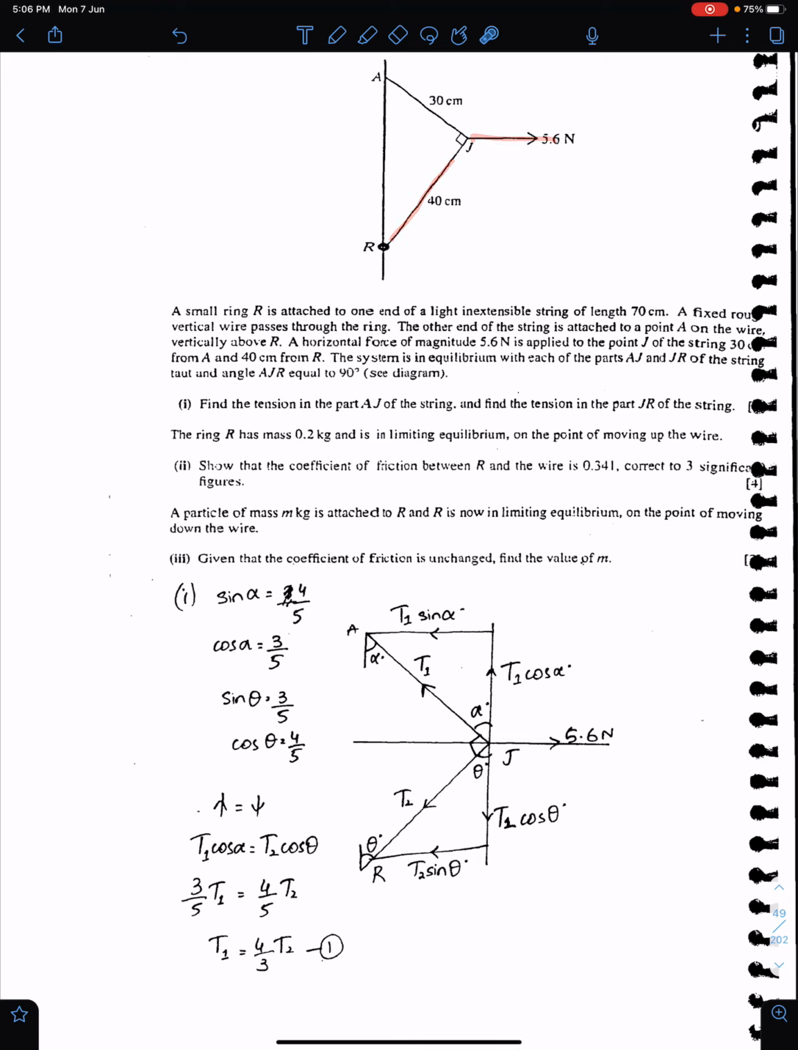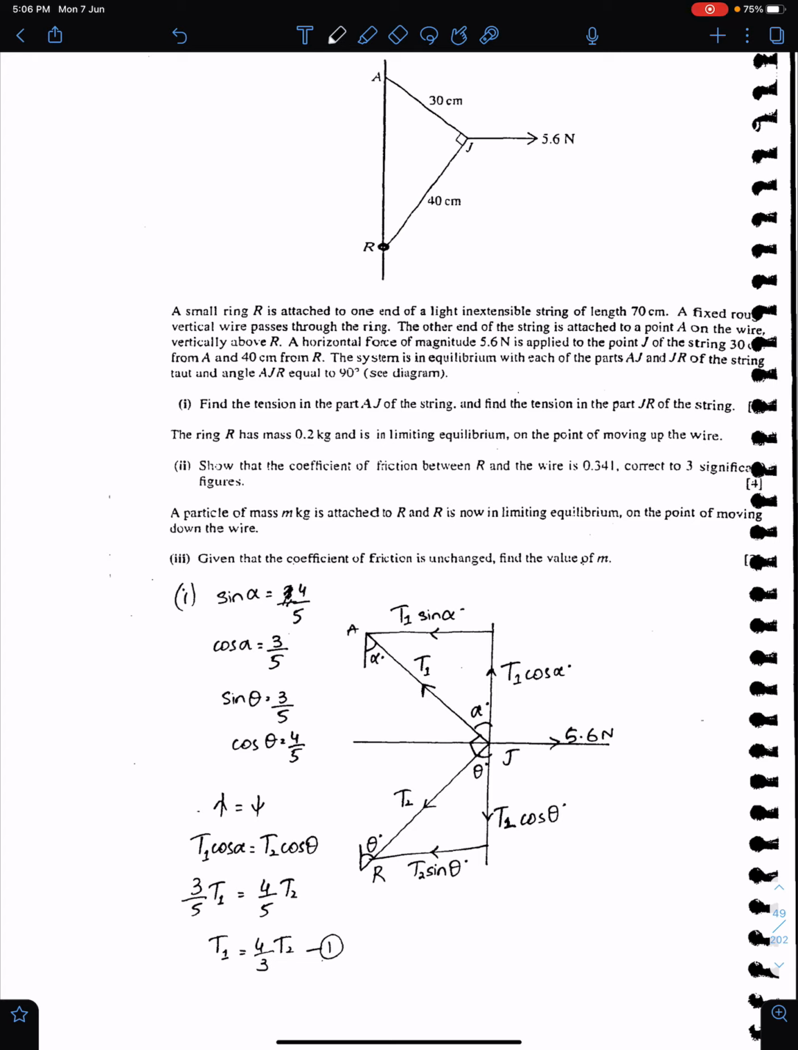This is the vertical wire. The other end of this string is attached to a point A on the wire. A horizontal force of magnitude 5.6 Newton is applied to the point J of this string, 30 centimeter from A and 40 centimeter from R. The system is in equilibrium, with the parts AJ and JR of the string taut. Find the tension in the part AJ and the tension in the part JR. We need these two tensions.